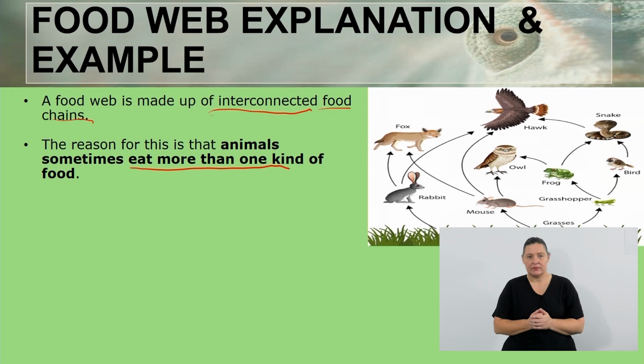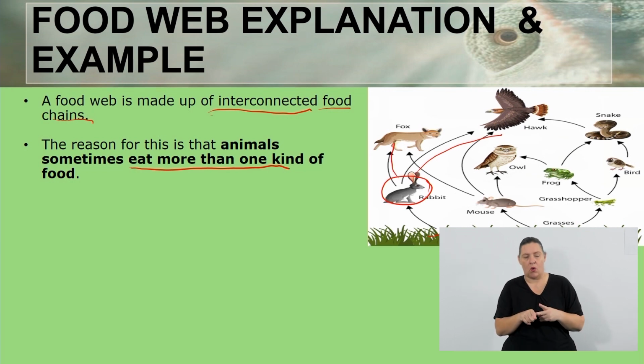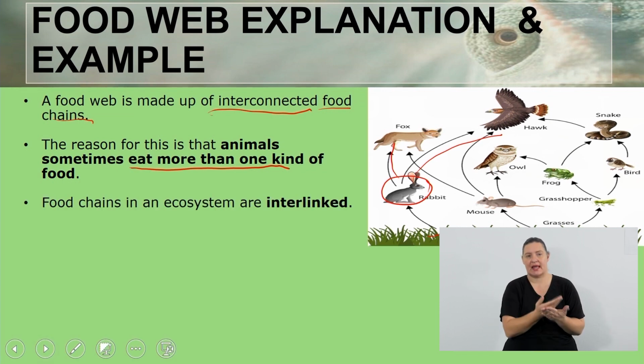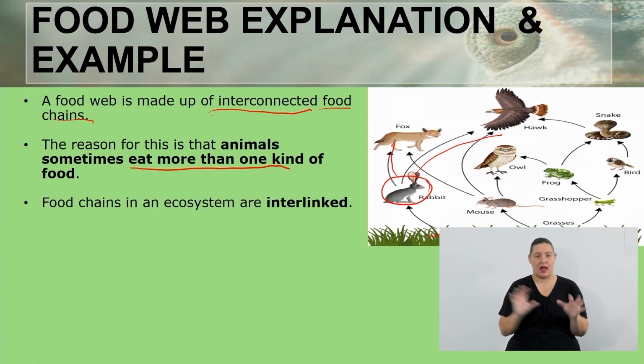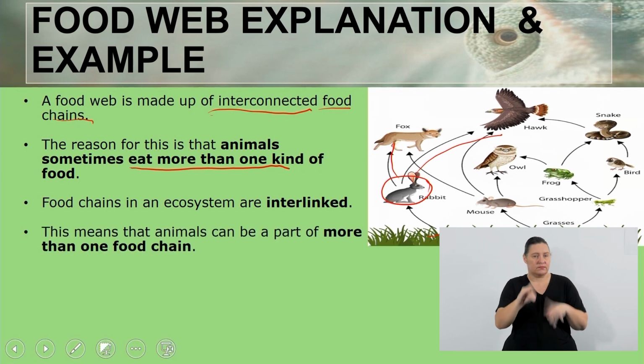I want us to look at the picture alongside. So if you can see, the grass is eaten by the rabbit. But now this very rabbit is eaten by the hawk, and it's also eaten by the fox. So it's eaten by more than one animal. So that is why we end up with a food web instead of a food chain. Food chains in an ecosystem are interlinked, just like how I've explained it now. This means that animals can be part of more than one food chain, of course.